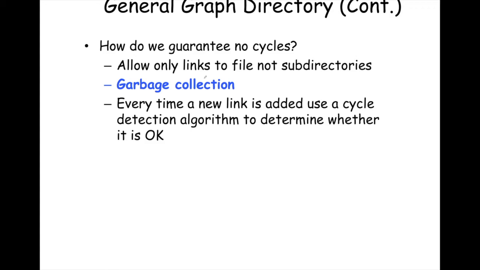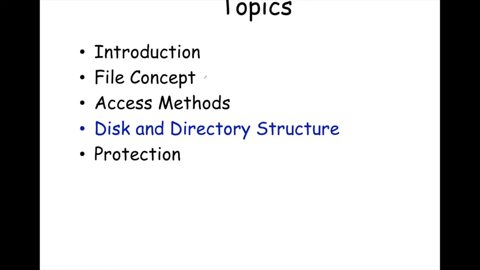You can also include garbage collection, right? If you're going to remove something, you don't remove it until there are no links pointing to it. So every time a new link is added, use a cycle detection algorithm to determine whether it's okay to have that link. And you have the system check and say, hey, that's not allowed, or that is allowed.